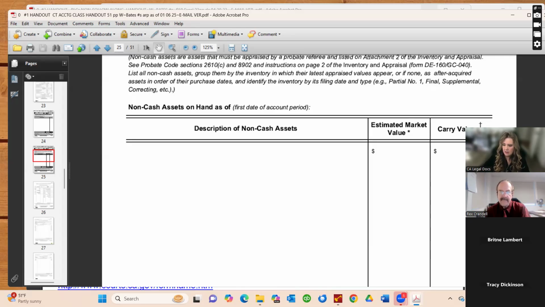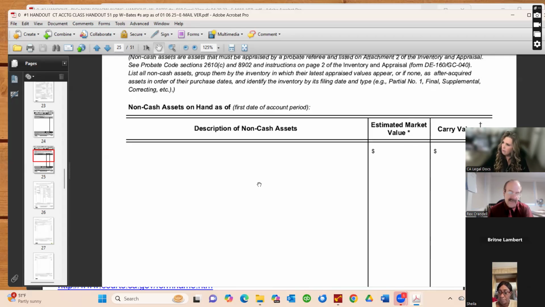Does that make sense? Okay. Yes, I just wanted to confirm. And so when we are looking at that first page that says charges and credits, in the charges portion, the cash is going to state zero. The non-cash assets is going to put that same number from the inventory and appraisal. You are correct, honey.